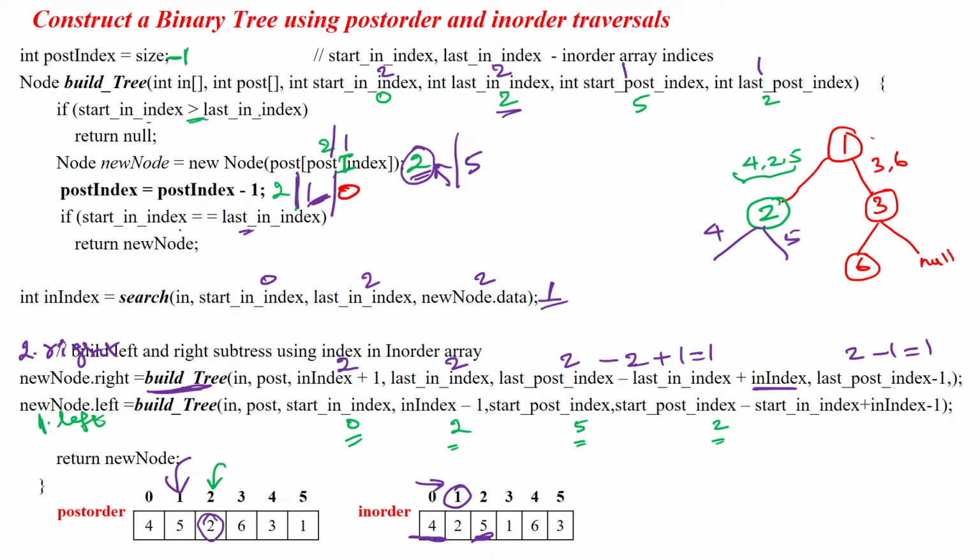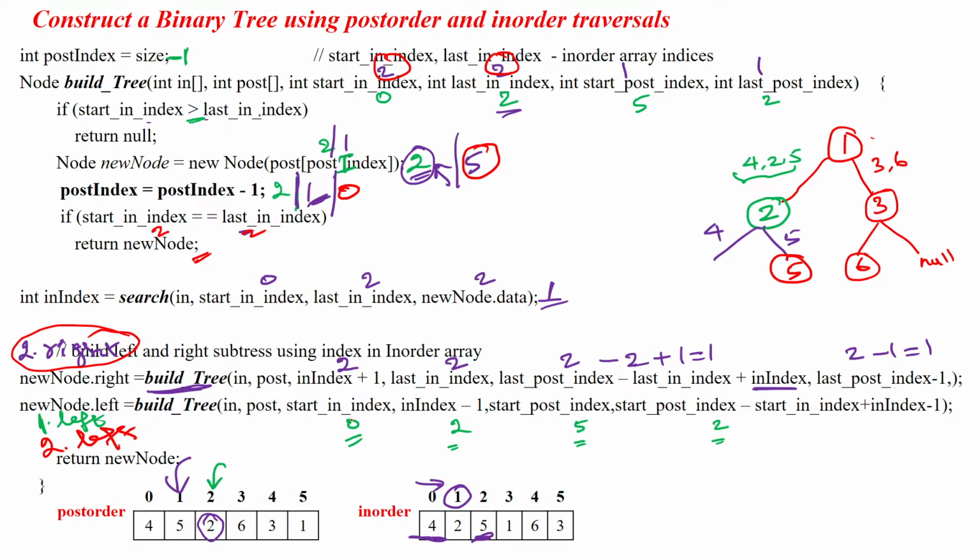Now we are checking whether starting index 2 equals last index 2, yes, it is true. Then we are returning the new node. What is the new node? The new node is 5. The new node 5 is assigned to the 2 dot right. So 5 is assigned to the 2 dot right. Once it is over, we have to call for the 2 dot left.